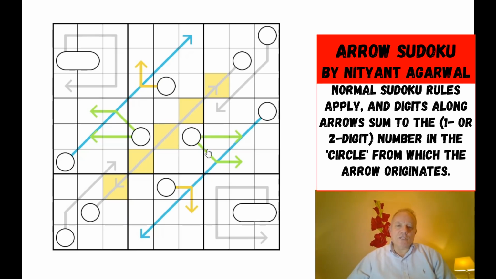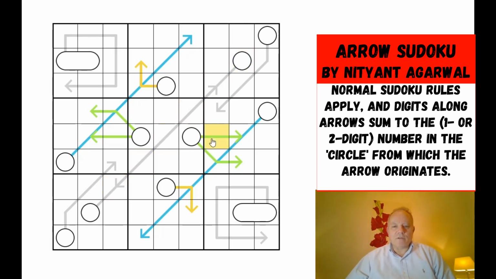Now, in the original from the author Nityanth Agarwal, this was shown as one arrow was red and one arrow was yellow, and where they crossed was orange. But I don't think we can do that in our software. So you're just going to have to try and understand that, as with the rules of arrow Sudoku, the numbers along the arrow add up to the number in the circle from which that arrow emanates. So those 5 digits add up to this circle. And similarly, the same 5 digits add up to this circle.